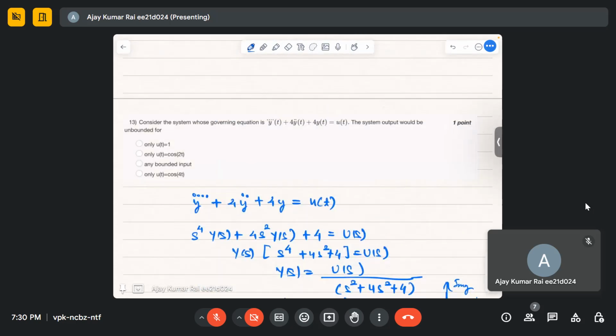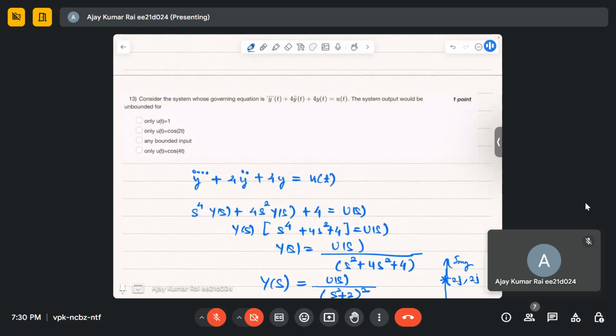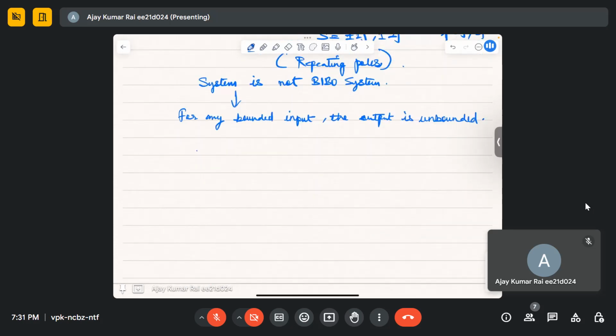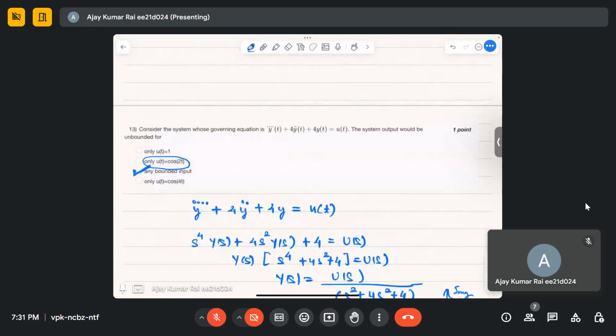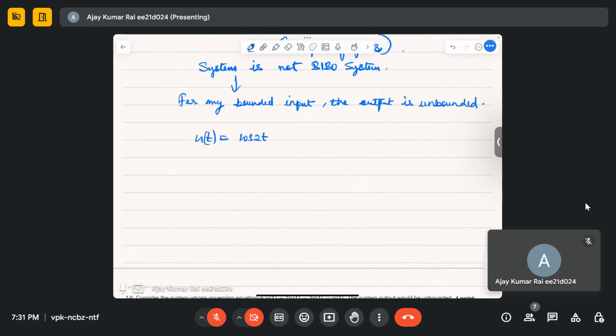So you see the options, option C is correct. If you choose any other option you will find out. Let me see whether the output is unbounded or not. We know by definition the system is unstable, so the output should be unbounded for any input. Let's first confirm for u(t) equal to cos 2t. I'm just checking for one of the inputs. Let us check.